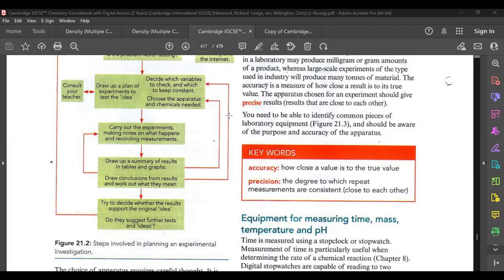Then you are going to try to decide whether the result supports the original idea or not. Original idea means, let's say we are doing the experiment regarding the formation of copper sulfate crystals. We have some information, let's say from the internet or from a book, that at this temperature the copper sulfate is going to be a saturated solution with this amount of copper sulfate solute.